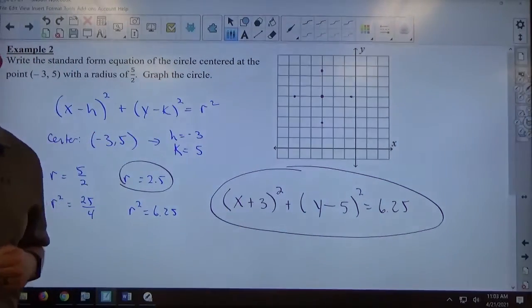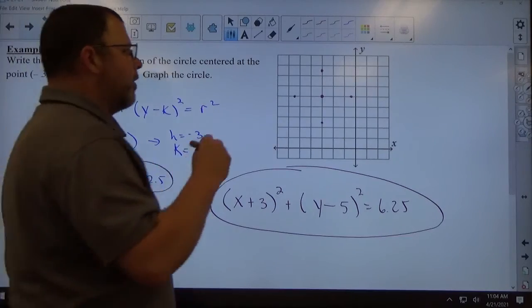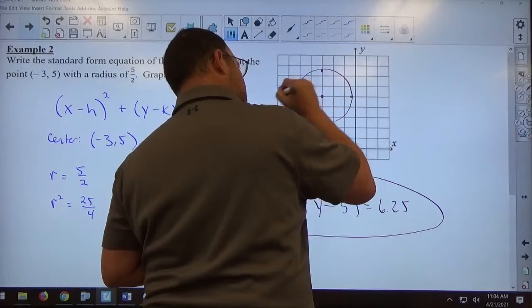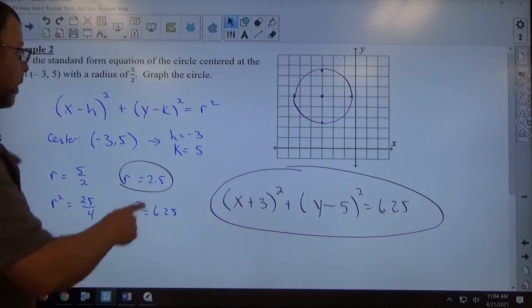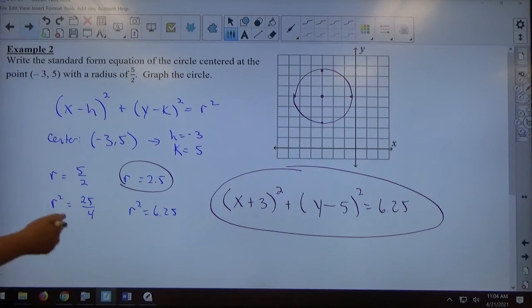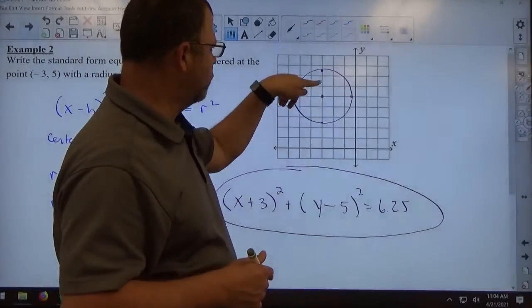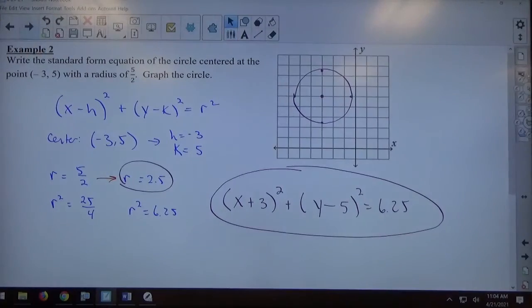Plot your center, get your four points equidistant from the center, and then connect the dots with as pretty a circle as you can possibly draw, hitting all 4 dots. The radius was 5 halves, which is 2.5. If I'm graphing, I prefer decimals because 2.5 is more straightforward. As long as it looks somewhat circular.